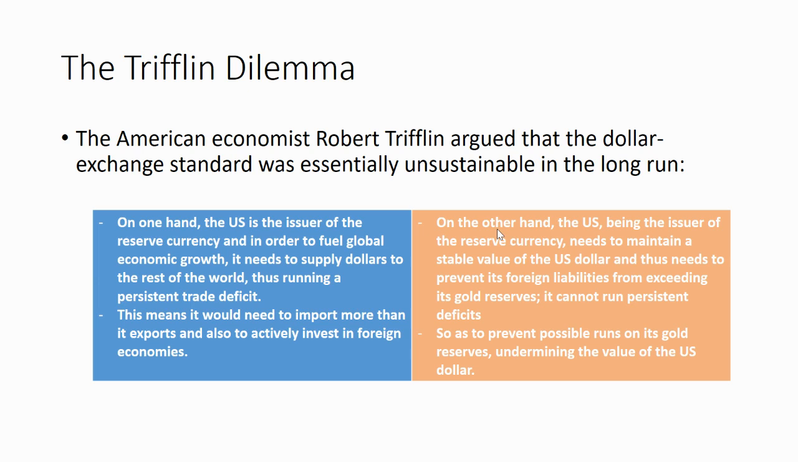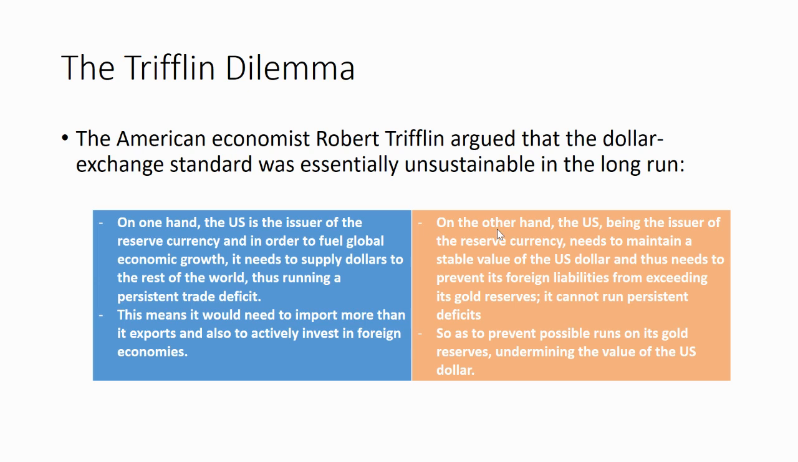But on the other hand, the US, being the issuer of the reserve currency, needs to maintain a stable value of the US dollar. And it cannot allow its foreign liabilities to exceed its gold reserve. So it cannot issue more currency than it has in its gold reserves. It cannot run persistent deficits.